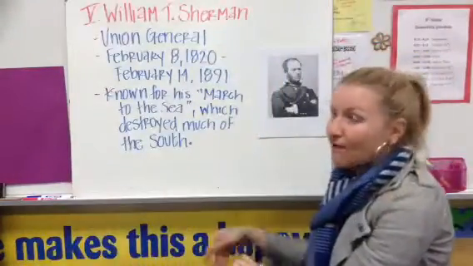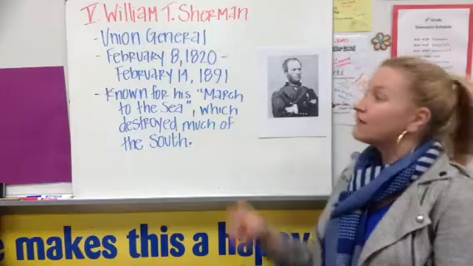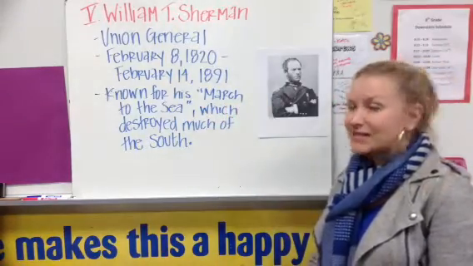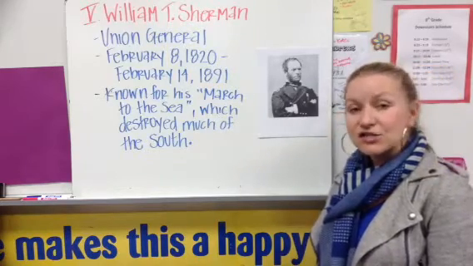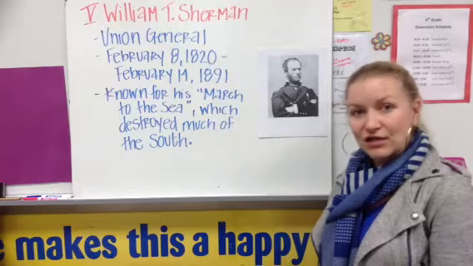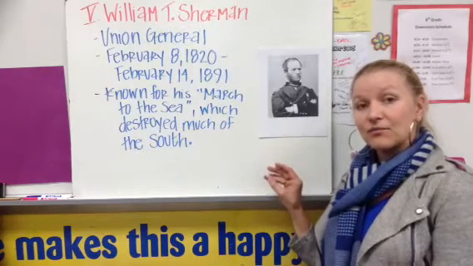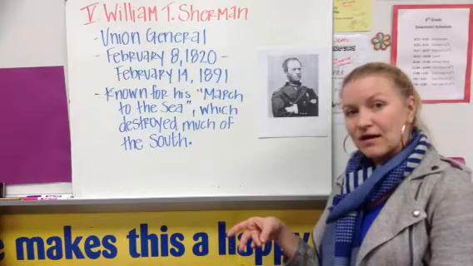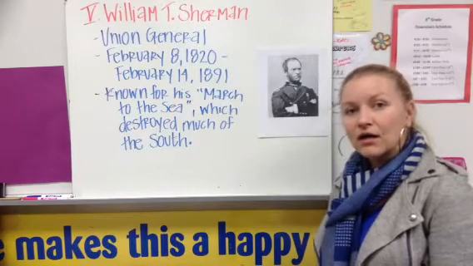And then finally we have William T. Sherman. He was a Union general. He was alive from February 8th of 1820 through February 14th of 1891. He was known for his march to the sea. Southerners in general did not look very fondly upon William Sherman because he essentially burnt down a lot of the major cities in the South, in the final path of the Civil War.